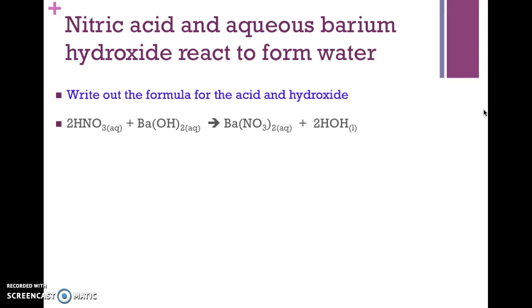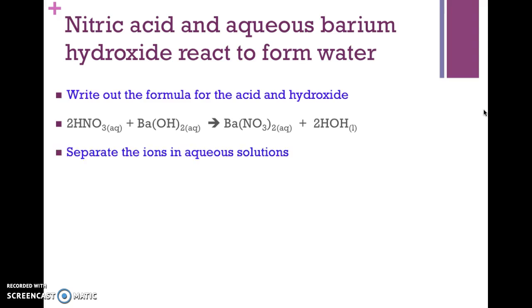Well, what's the other product? We're left with barium and nitrate, and remember, nitrates do not go to a solid, they stay aqueous, so we would write aqueous for barium nitrate. Then the next thing to do is to balance the equation. We see that we have 2 nitrates as a product, so we need to have 2 nitrates in the reactant side. So we would put a 2 as the coefficient. The same with hydroxide and the hydrogen. So this is the balanced equation.